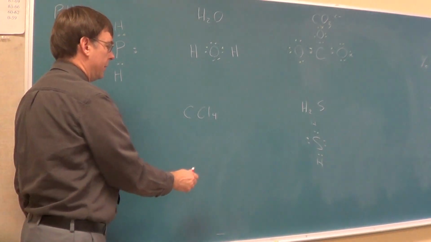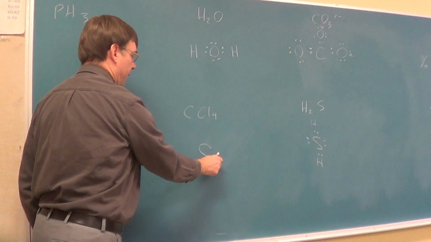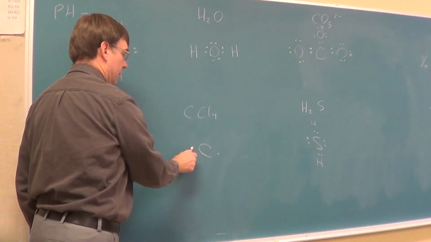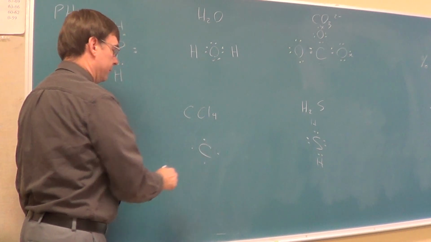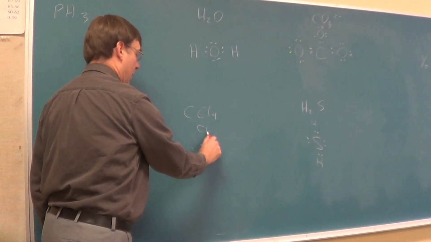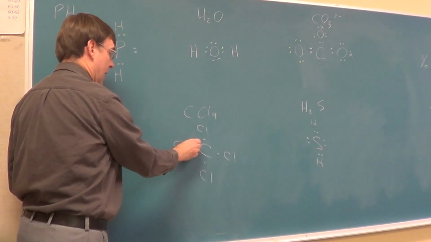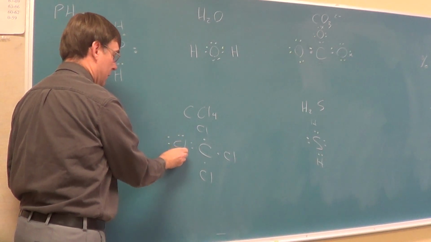Central here, C. Carbon has 4. Not a real tough decision how to do the chlorine. One on each side. Each chlorine brings 7, so how'd that go? Perfect.